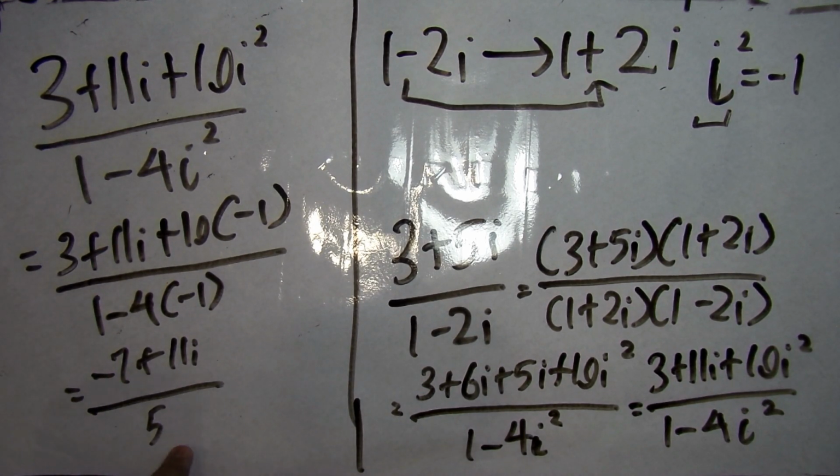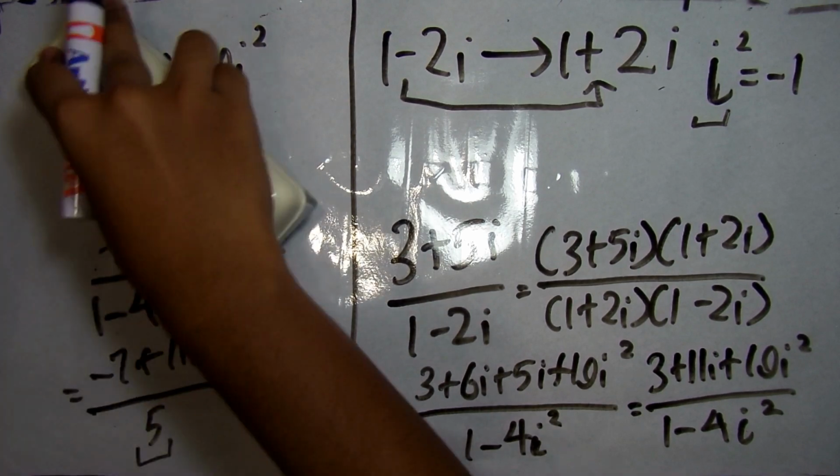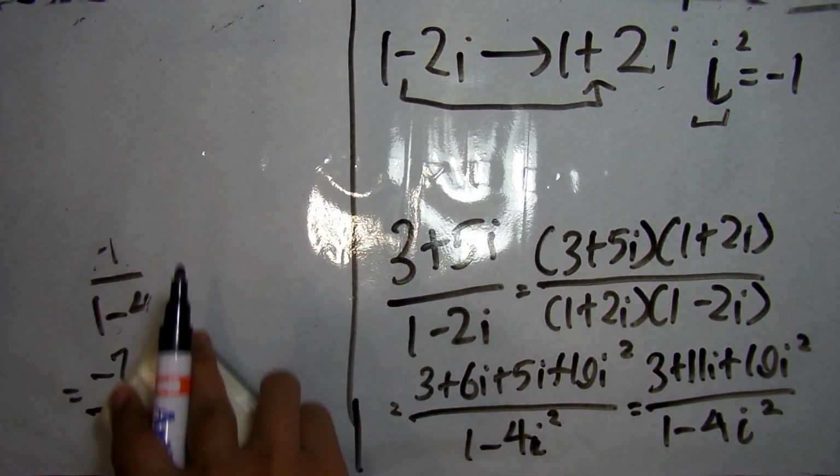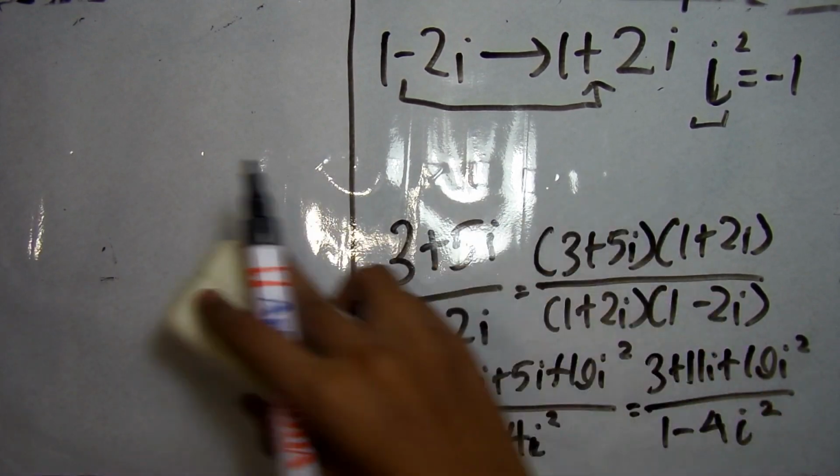As you can see, after we rationalize, after we divide the numerator and the denominator in a complex expression, we can get rid of any complex number in the denominator. This goes the same for any type of question where there is a complex number in both the numerator and the denominator. Let's have a look at another one.